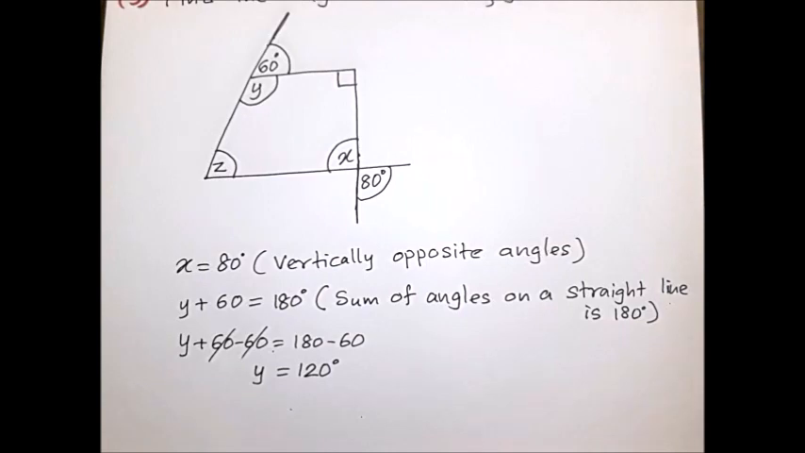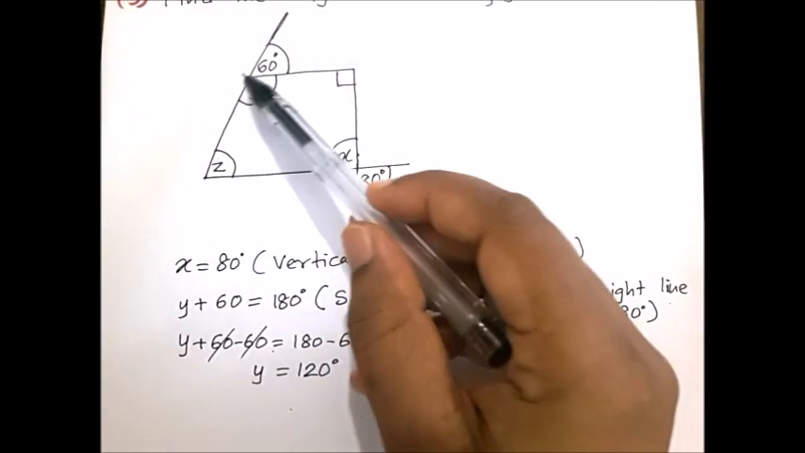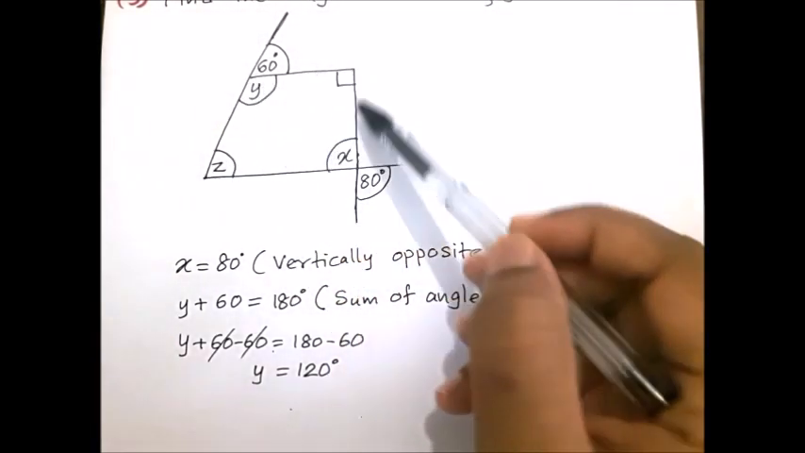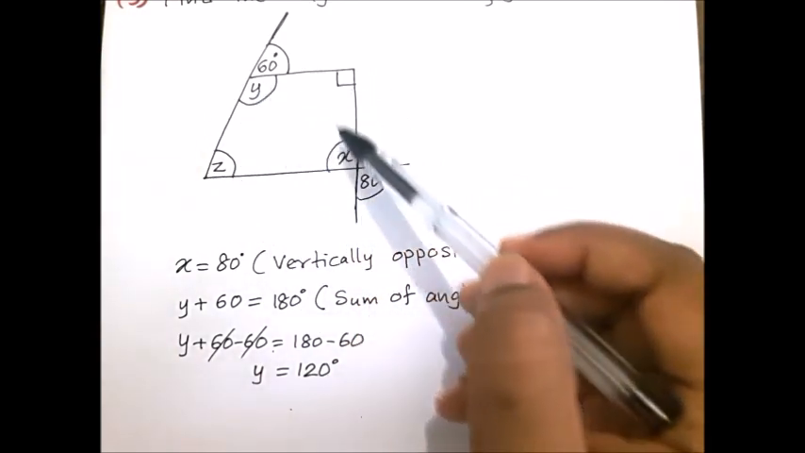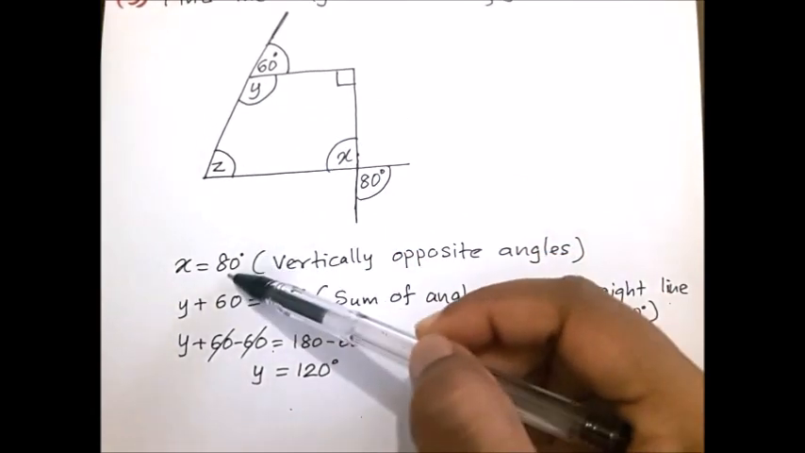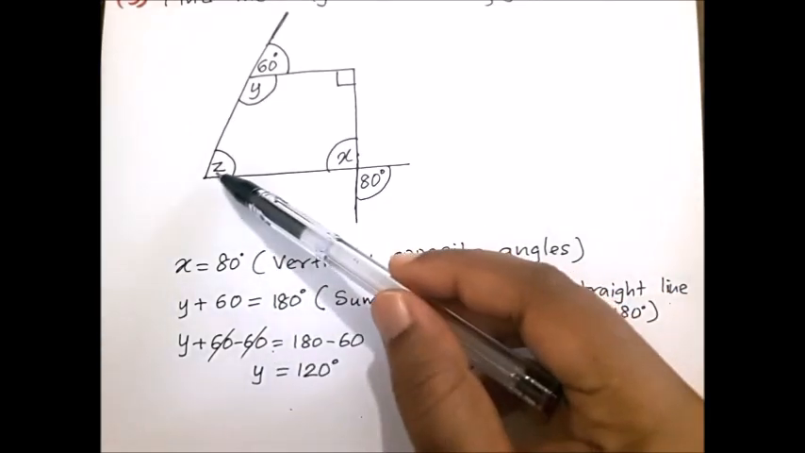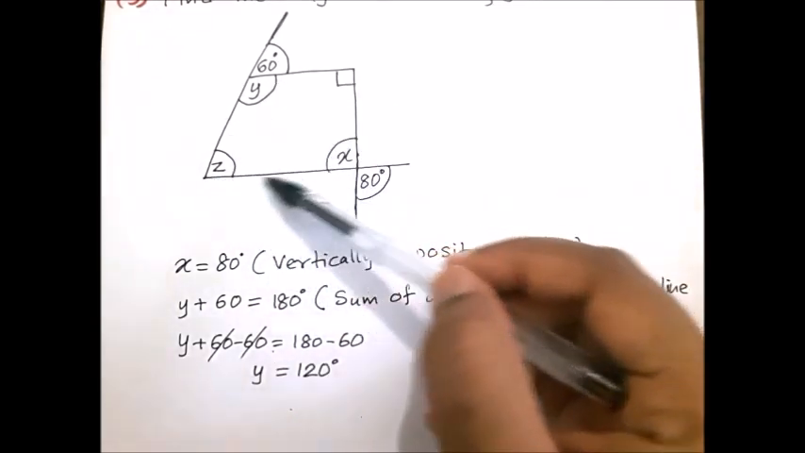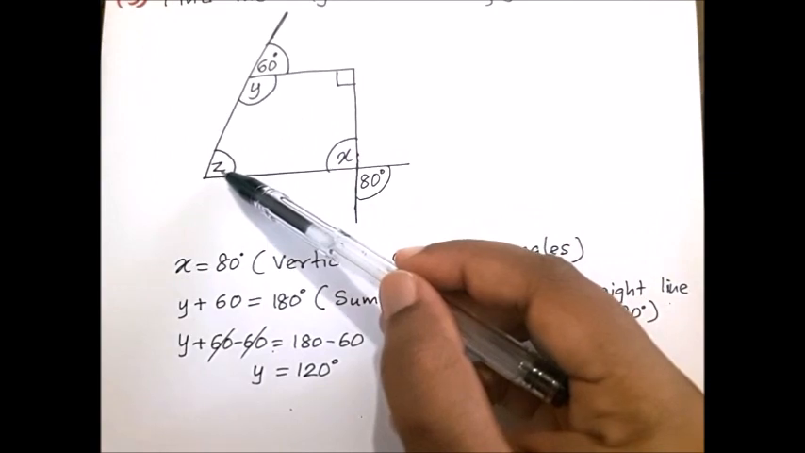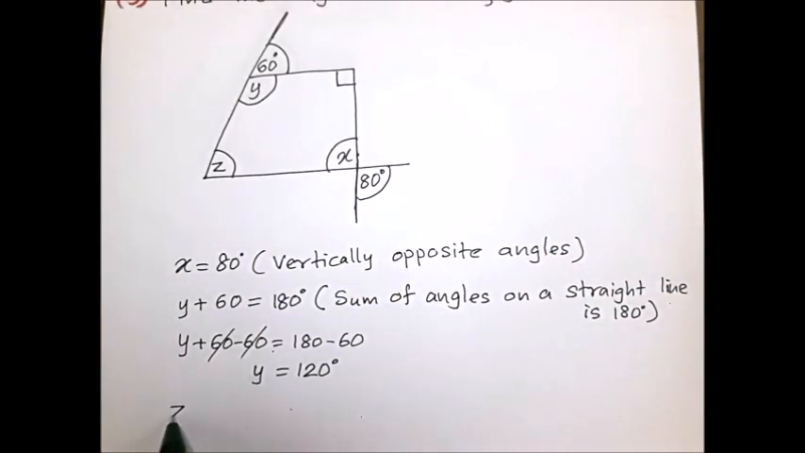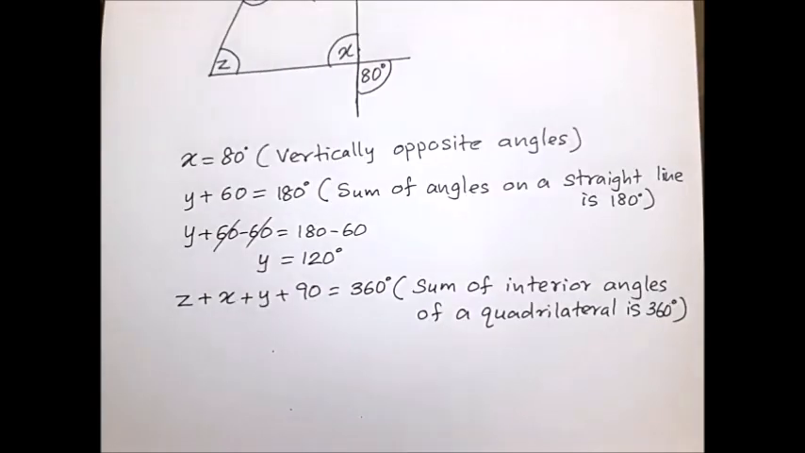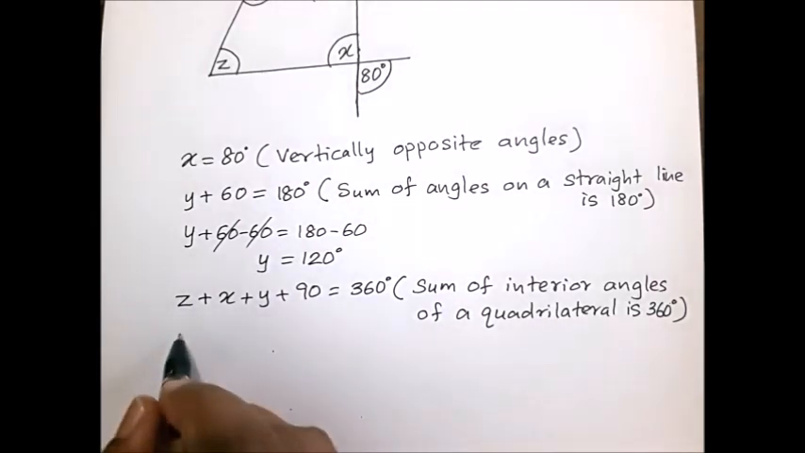Now you have to find the magnitude of z. Now look at this figure. It is a quadrilateral. There are four interior angles. Now you know the value of x and y. So by writing the sum of these four interior angles, you can find the magnitude of z. z plus x plus y plus 90 equals 360. Write the reason: the sum of interior angles of a quadrilateral is 360.